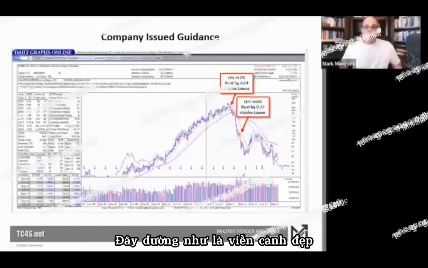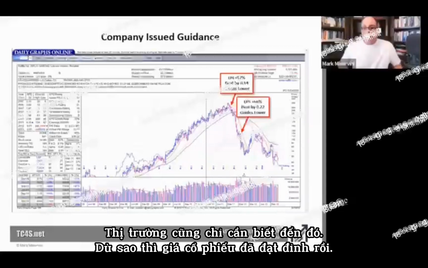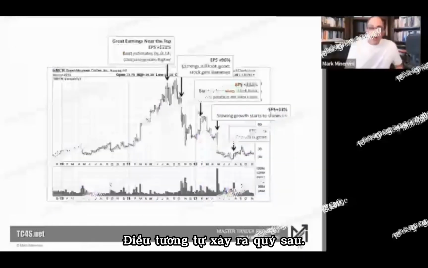That would sound like a great earnings report, but they lowered their guidance, and that's all that the street had to hear, and that topped the stock. Next quarter, same thing, lowered guidance.